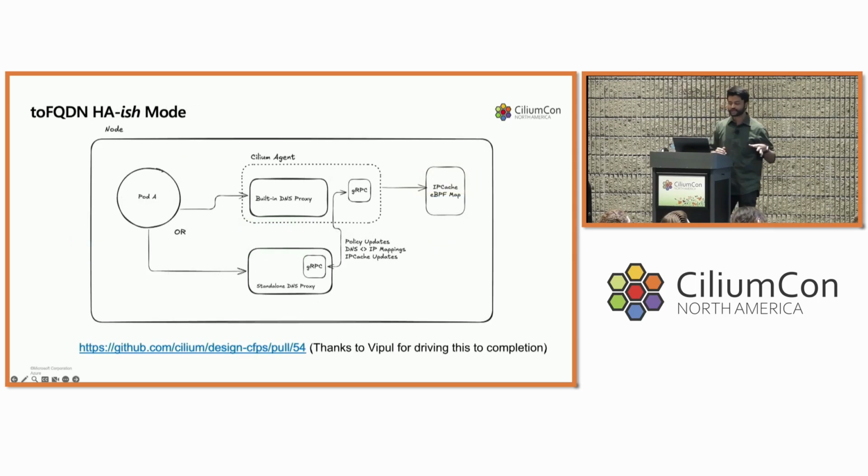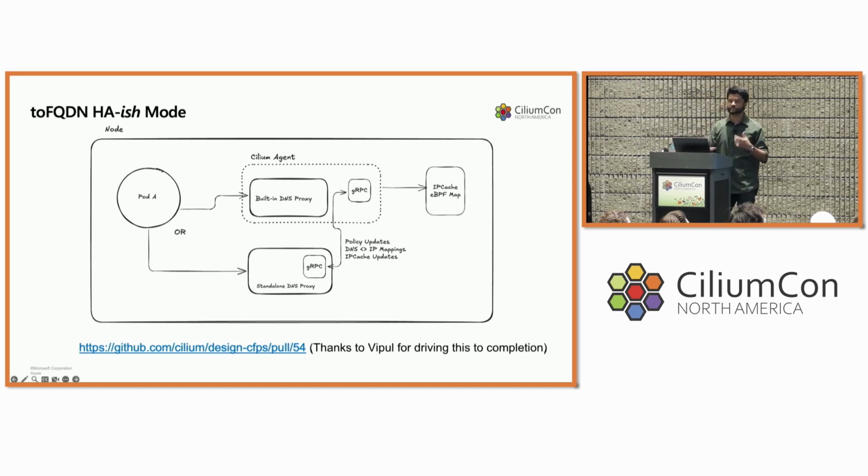So over the course of the last year, we've been trying to improve this. We have a CFP for this, and thanks to our colleague Vipul for driving this aggressively throughout the last year. We now have sort of an HA mode. What we do is we have a standalone DNS proxy which runs outside the Cilium agent. So now we have two proxies, one that is part of Cilium and one that runs outside.